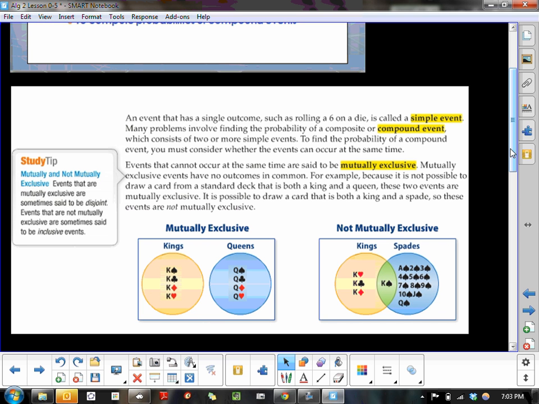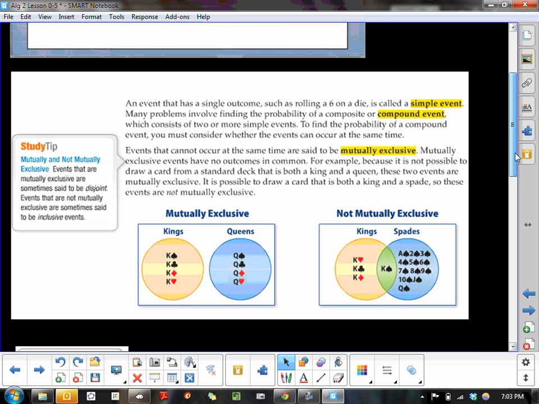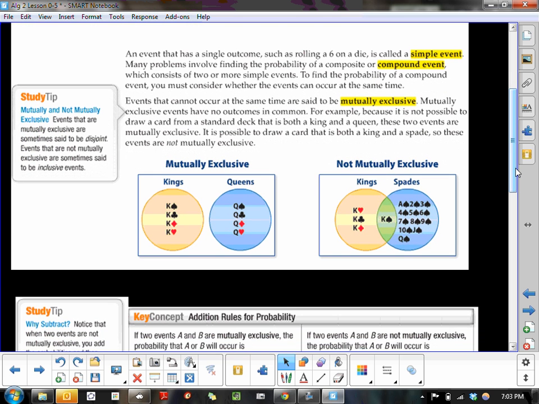It is possible to draw a card that is both a king and a spade, so these events are not mutually exclusive. They're showing you in some Venn diagrams what mutually exclusive means. There are no kings that are also queens, but if they are not mutually exclusive, we can find a king that is a spade, and there's your exception to the rule. It has both qualities. So we want to make a distinction between whether they can both occur at the same time or simply cannot. If they cannot occur at the same time, the vocabulary is mutually exclusive.